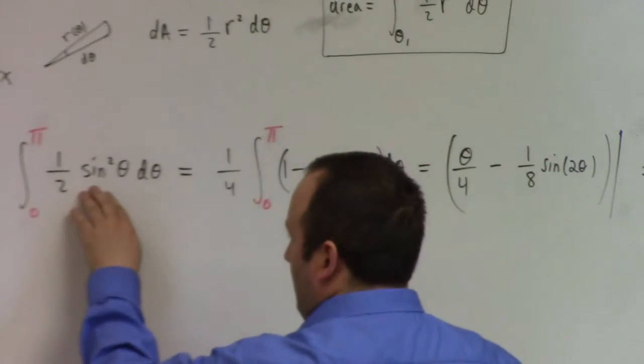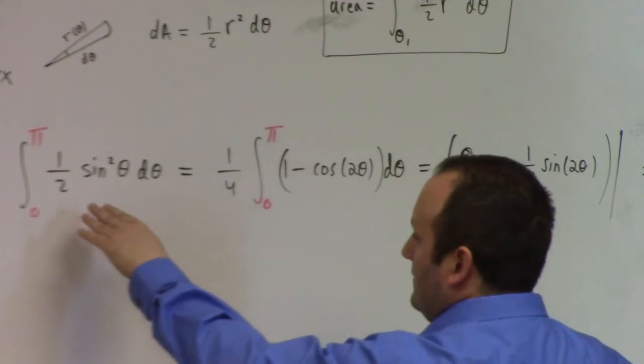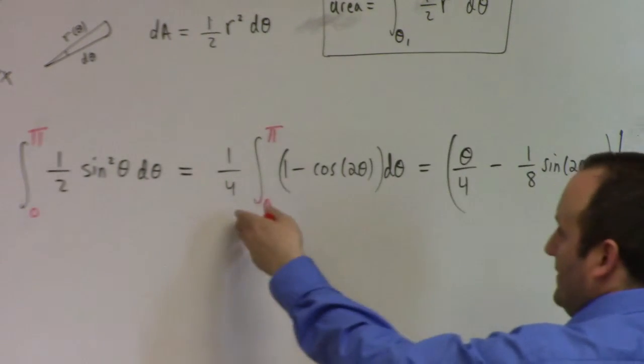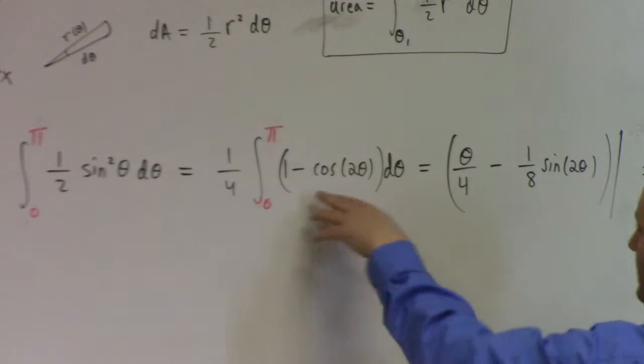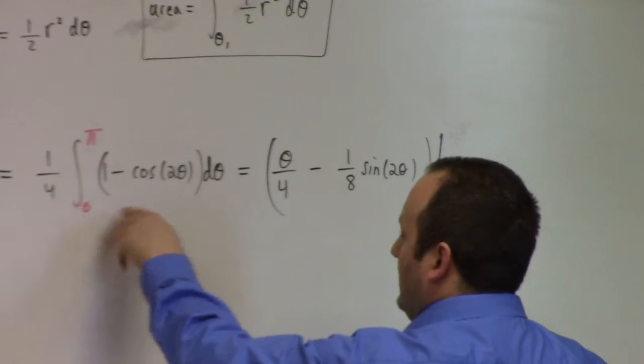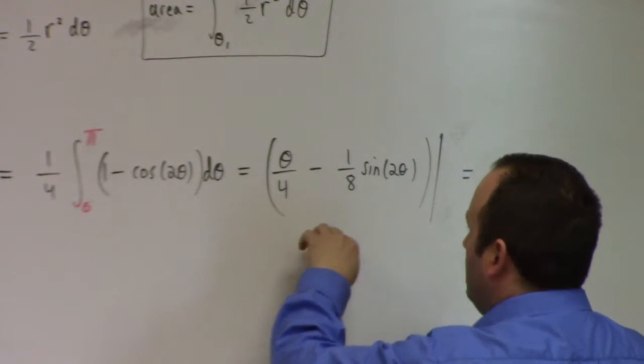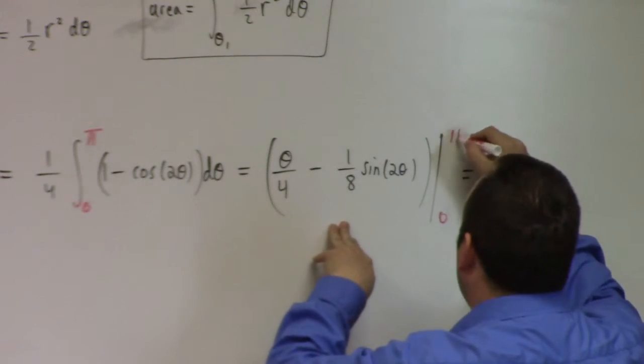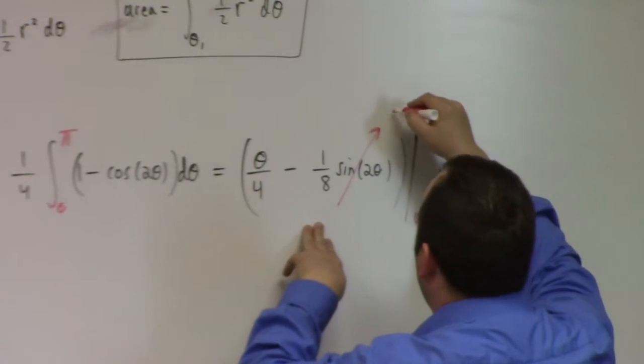And then you integrate. So 1/2 sine squared, right? Half angle, that's a quarter, 1 minus cosine 2 theta. Integrate that thing. You got yourself a theta over 4 minus 1/8 sine 2 theta. Evaluate that thing from 0 to pi. Sine of any integer multiple of pi is 0, so that's 0.